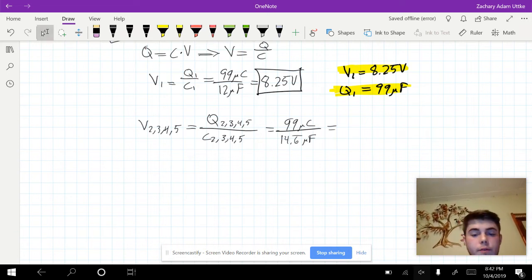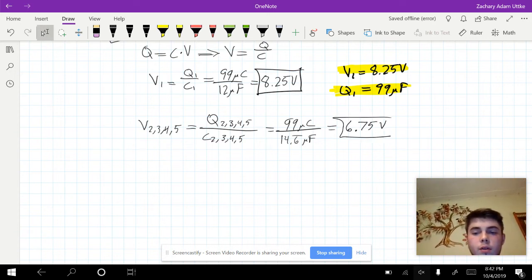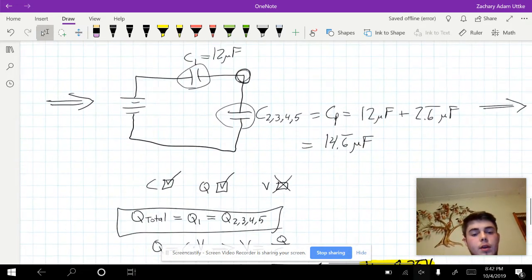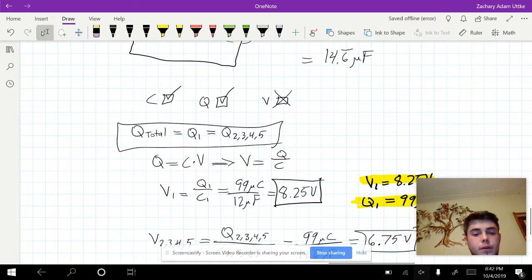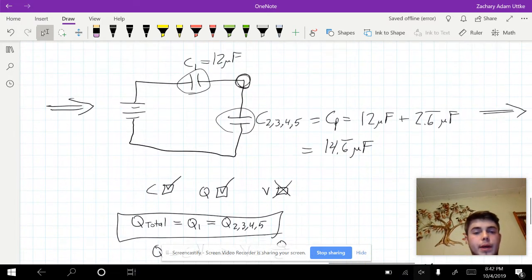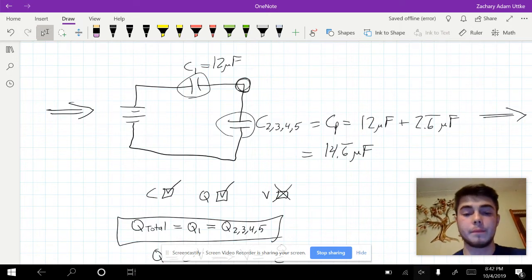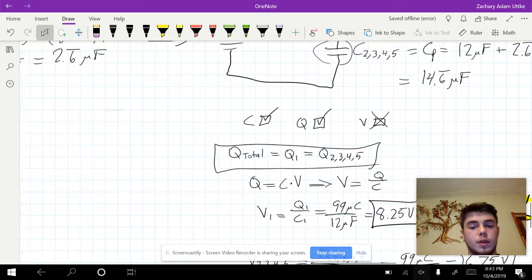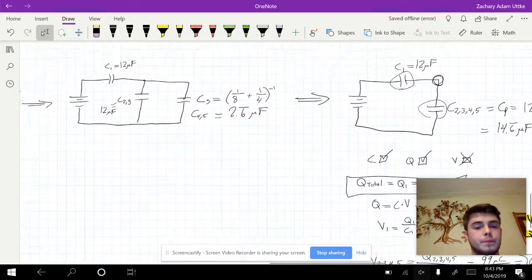So 99 divided by 14.6 repeating is 6.75 volts. Okay? So now at this circuit right here, we have everything. We've calculated the voltage, we knew the charge from our rule, and capacitance was given to us when we figured it out. Okay, so now that we know everything, we can again go one step backwards.